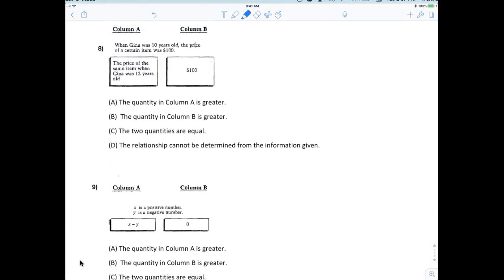I want everybody to try 8. 8 is a really good problem. If you're a good thinker, 8's easy. Hold on a second. So what's the answer?